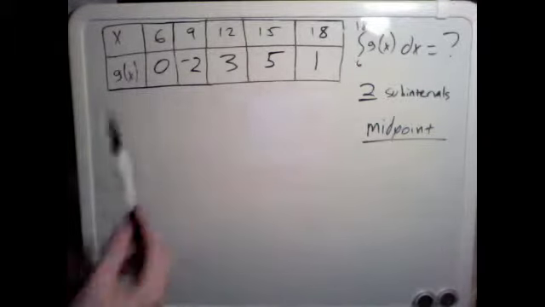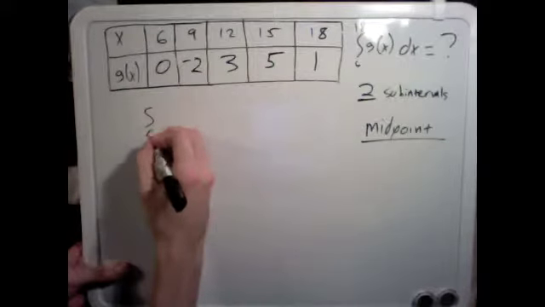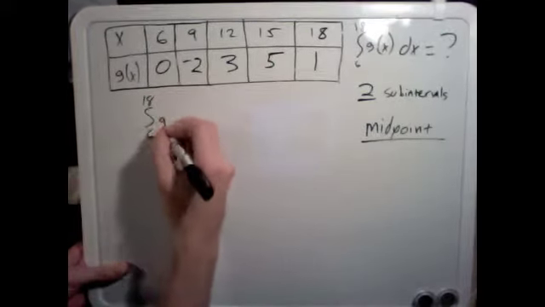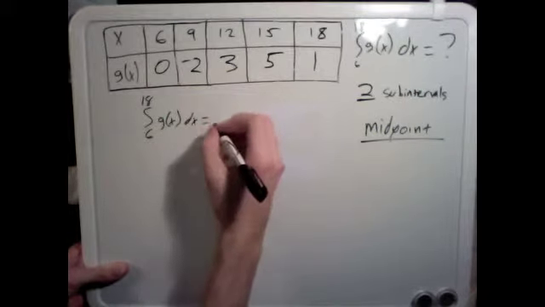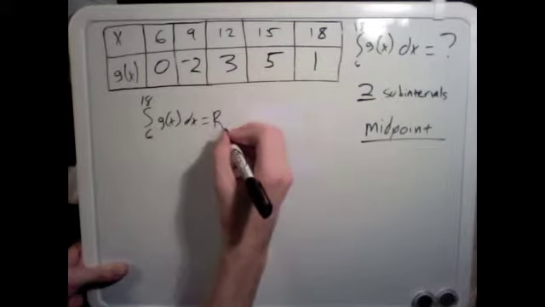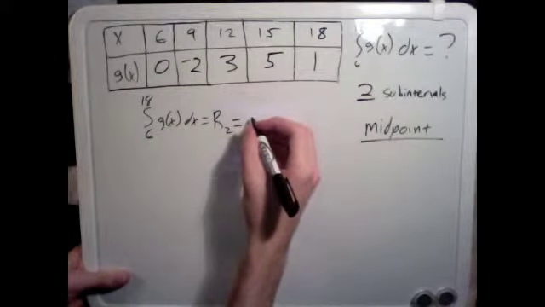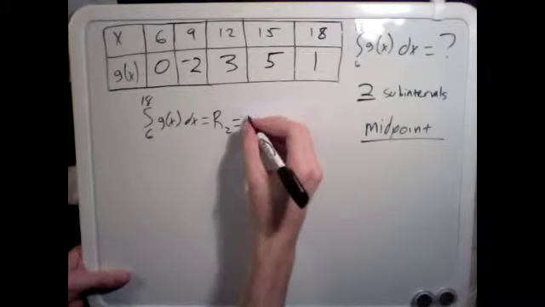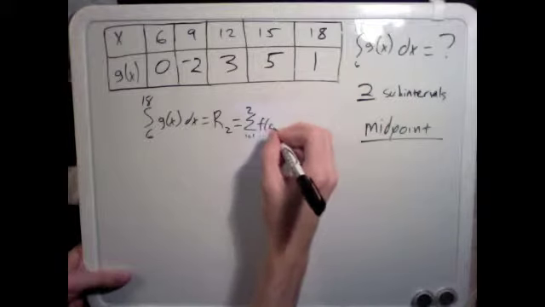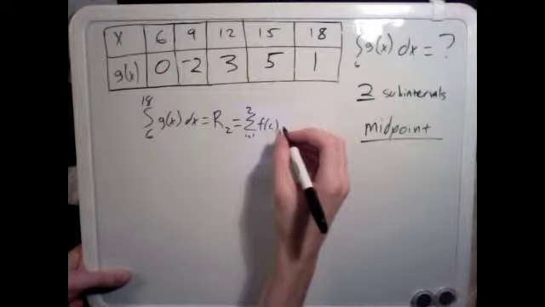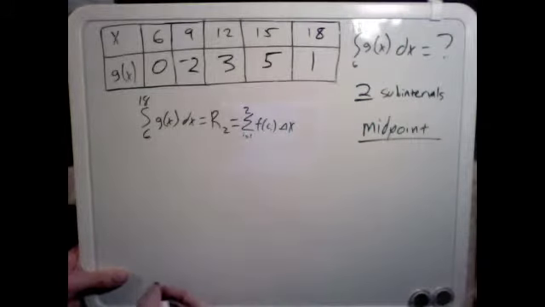So to find this integral, 6 to 18 of g of x dx, we're going to use a two-interval Riemann sum. It's going to be equal to the sum of f of c_i from i equals 1 to 2 times delta x.